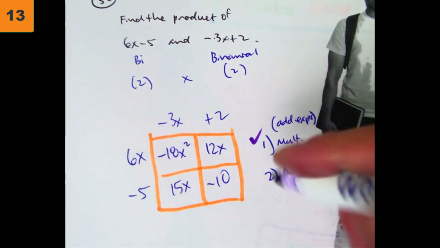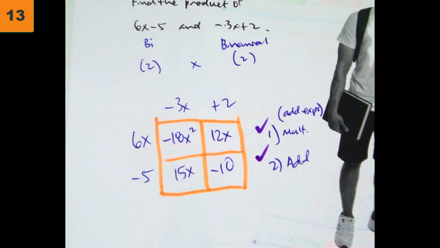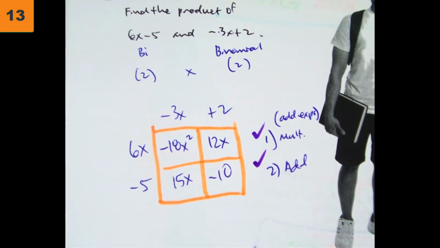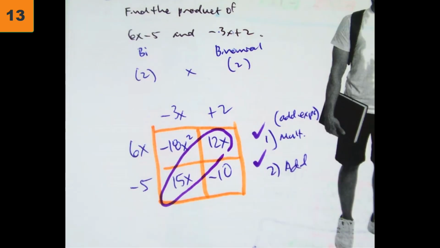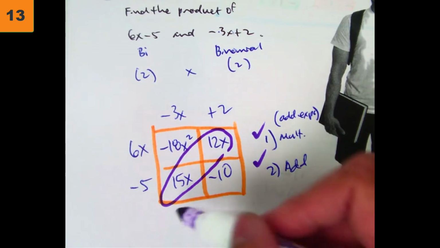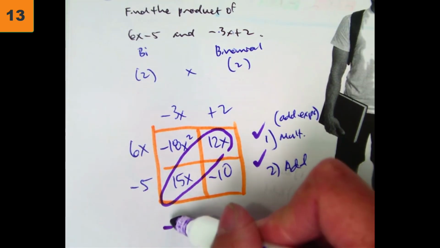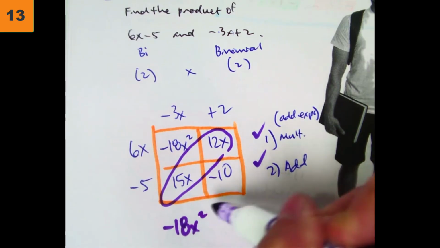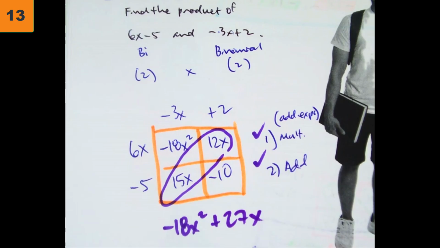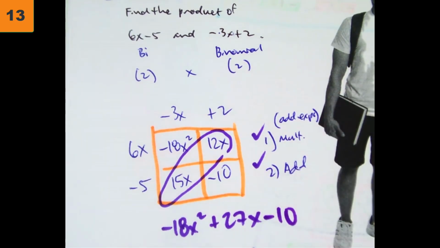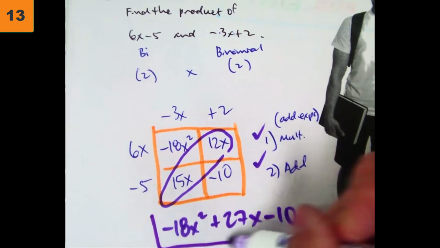Natalie, let's go ahead and add. Which ones are like terms there? Just kidding. Lilia, which ones are like terms? Go ahead and tell me what our final answer is. Negative 18x squared plus 27x minus 2x. Minus 10. Raise your hand if you got this as your answer.